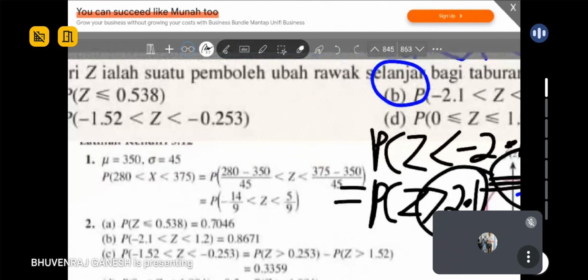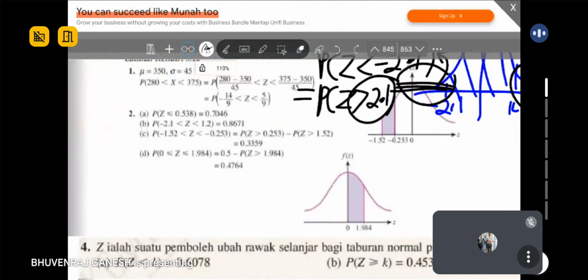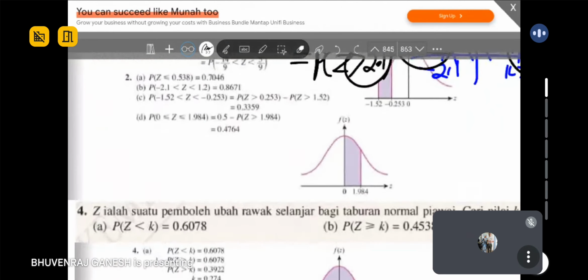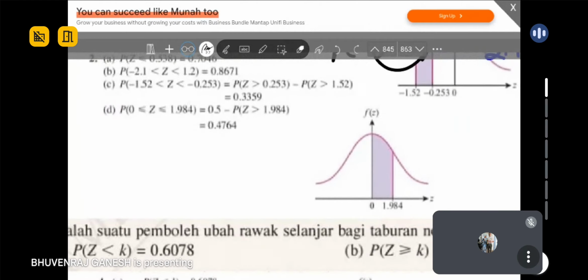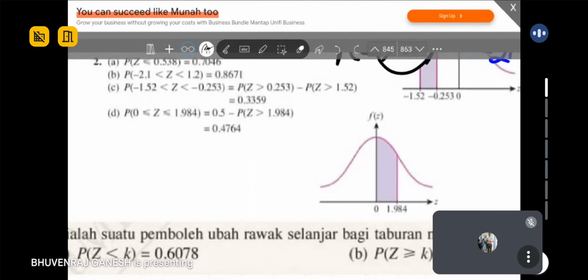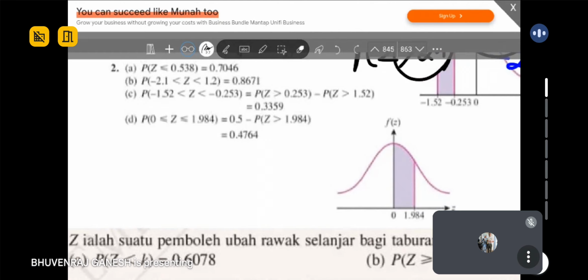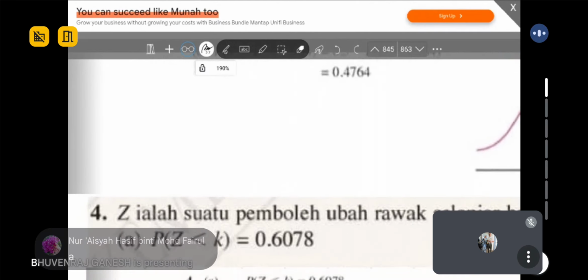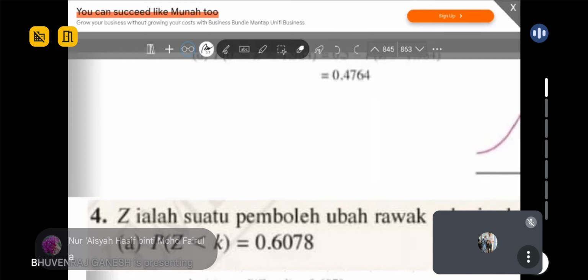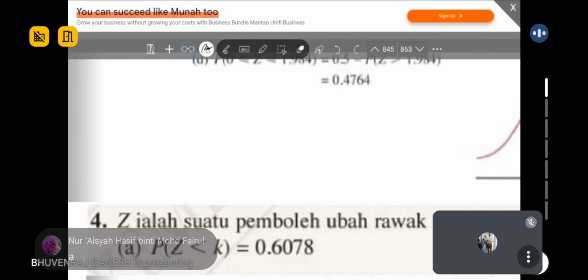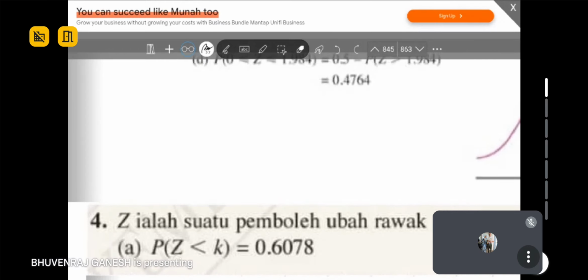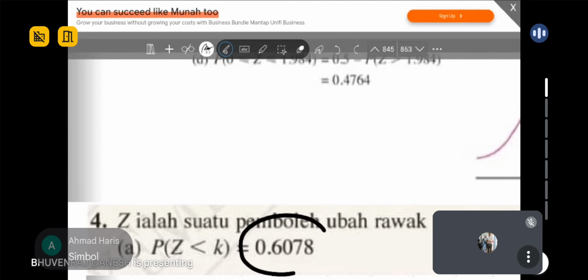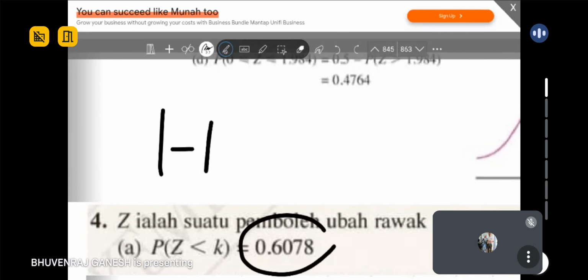Okay, next one. We try one more question lah. Question number 4. Kamu nak saya bincang mana? A atau B? This one also very similar. A ya. So what mistake you have here guys? Apa kesilapan soalan? The symbol and the value. Very good. So you must change the value. Simbol dan juga nilai. So nilai macam mana tukar? Okay, just 1 minus lah.